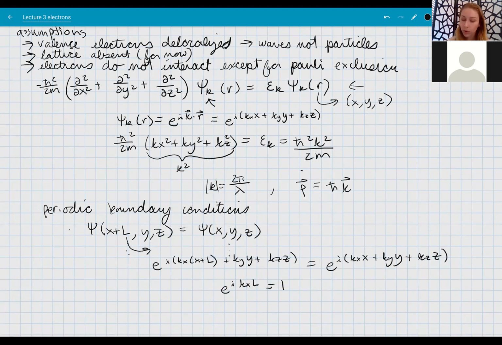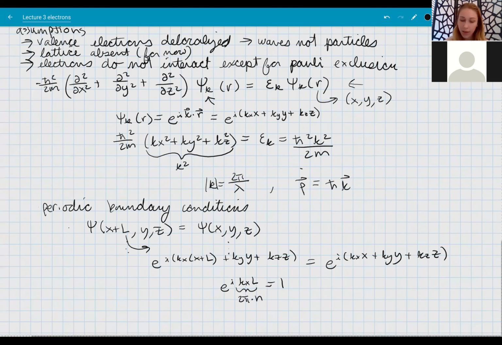And this equation is only going to be true if kx times L is equal to 2π times some integer n. So putting this all together, we get that permissible values of kx are 0, plus or minus 2π over L, plus or minus 4π over L, and so on and so forth. And same situation for ky, and same situation for kz.